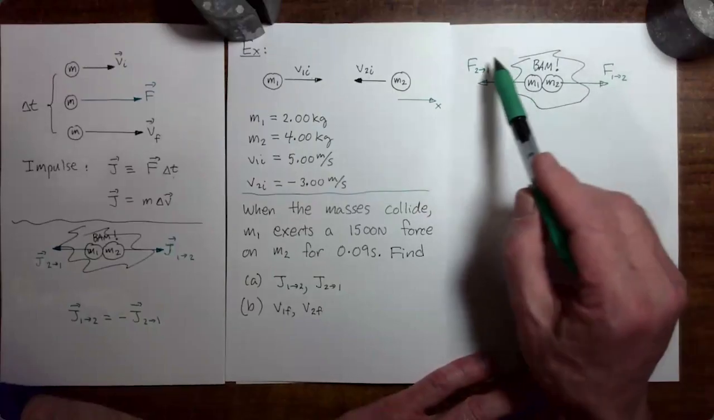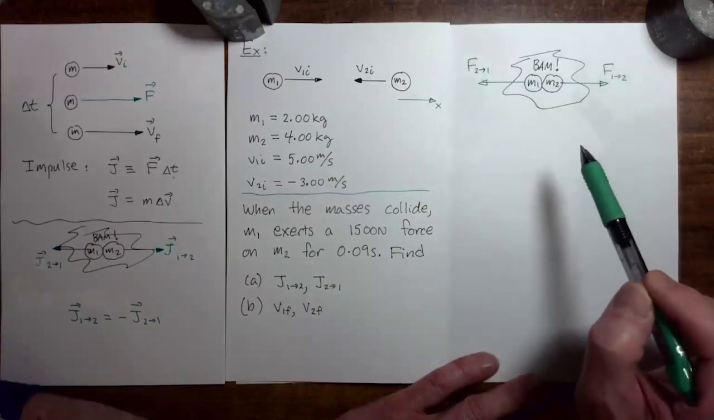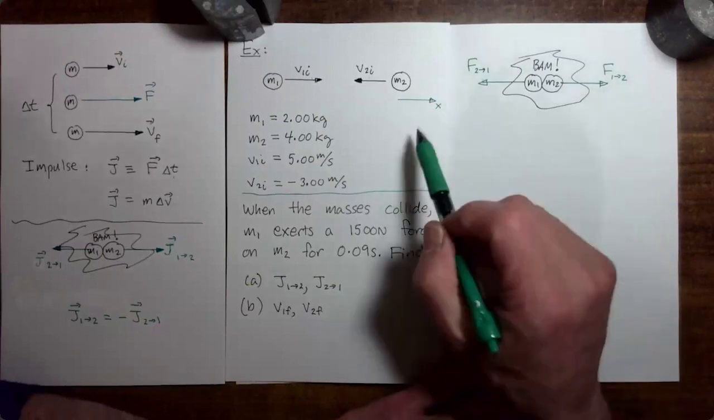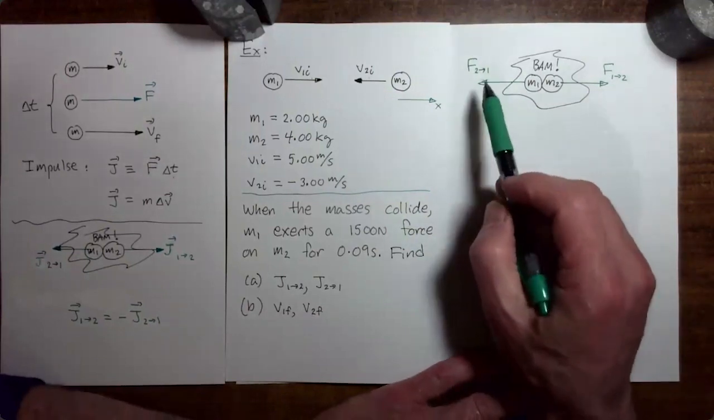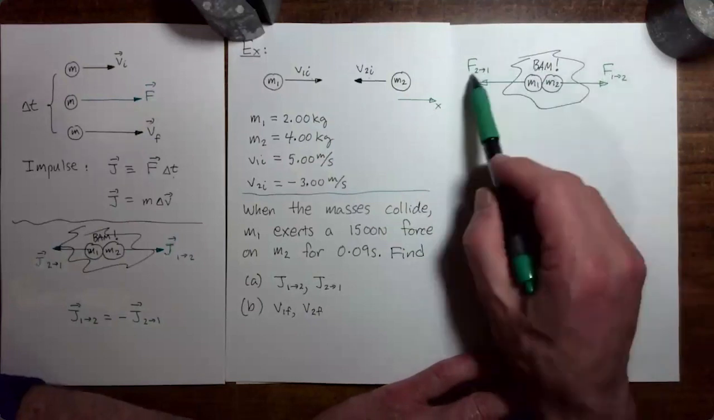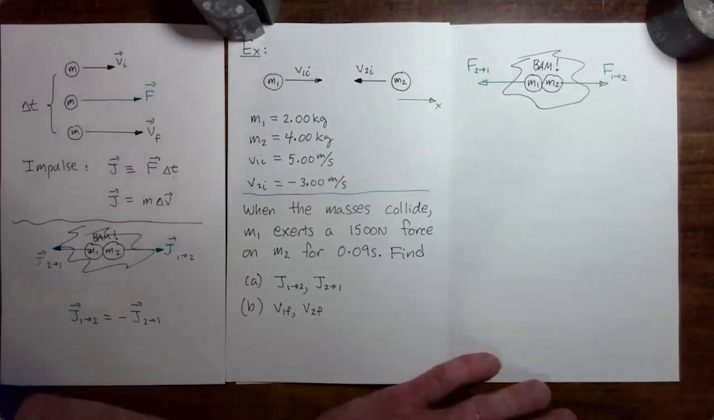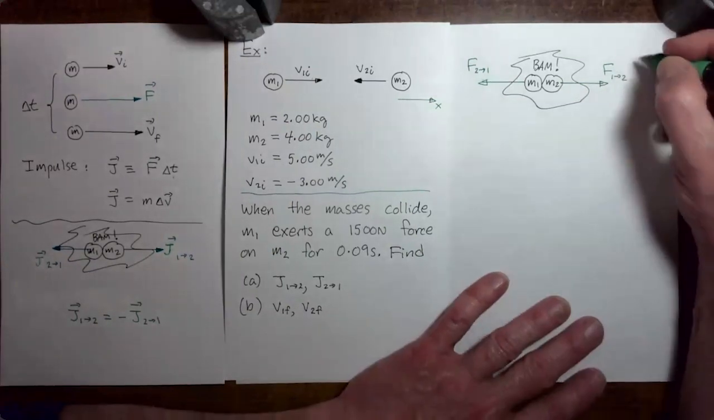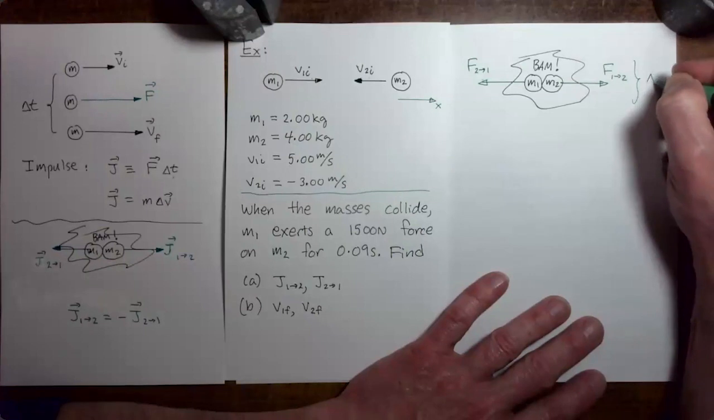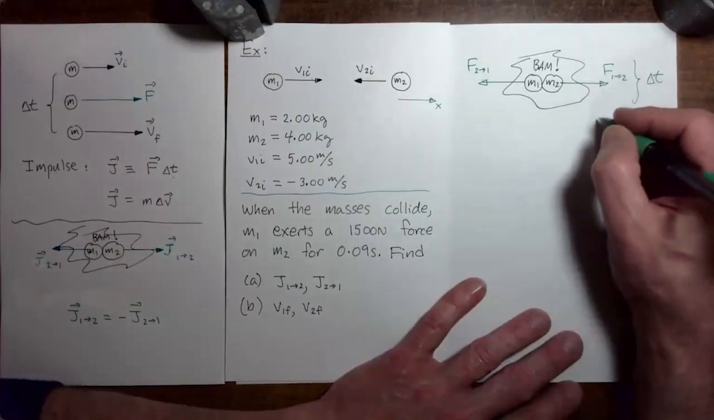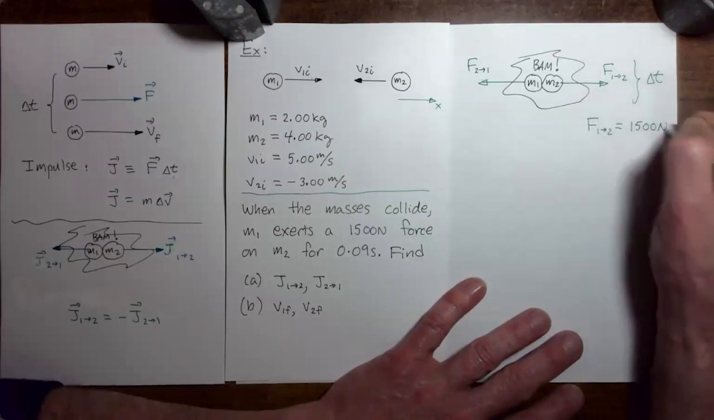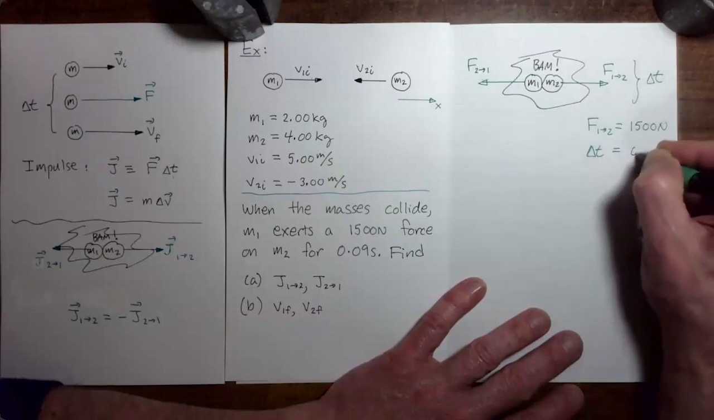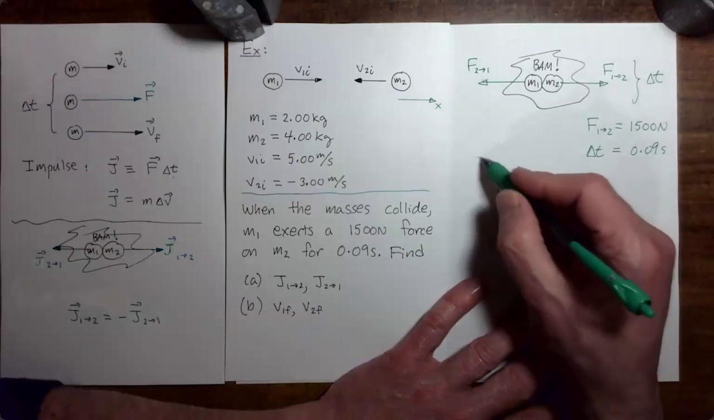Notice in the figure here that I dropped the little arrow symbols on top of the forces. The reason for that is that everything here is happening in one dimension, and because everything's happening in one dimension, we can keep track of direction just by allowing these forces to be positive or negative real numbers. Okay, let's also add to the figure that the collision lasts for a time delta t, and I'm going to put off to the side here F1 on 2 is equal to 1,500 newtons. That was given. I'm going to put delta t equals 0.09 seconds. That was given. So that's the collision.